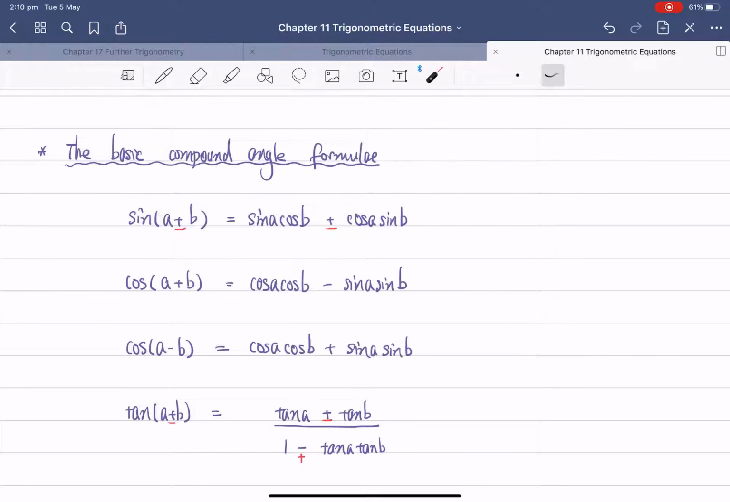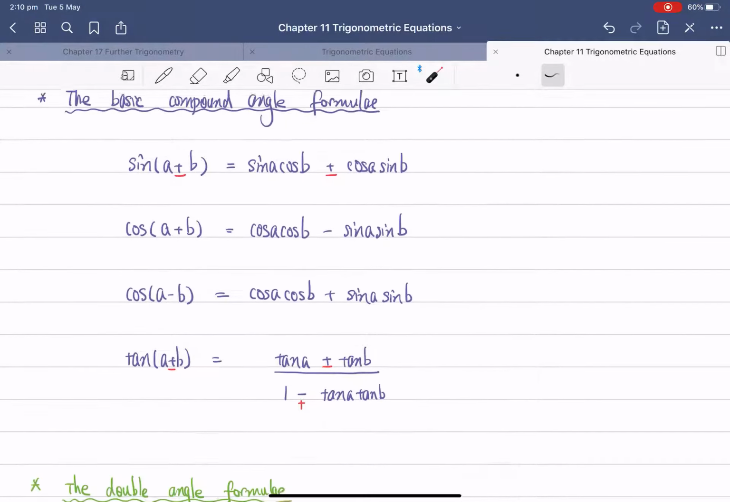And the first one is sine A plus B. If you have sine A plus B, then the answer will be sine A cos B plus cos A sine B. And of course, if you change that to sine A minus B, then you just have to change the sign in between, which is minus there. Alright, so cos one is different.